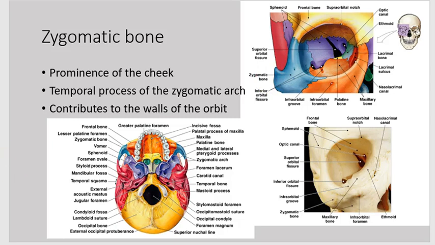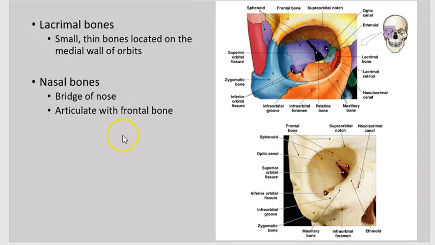Seems like everybody does. If we're looking at the orbit here, you can see you have your zygomatic, you have your frontal, you have your maxilla, you have your sphenoid back here, you have your ethmoid right here, you have another one right here called the lacrimal. Lots of these form parts of the orbit. Talking about the lacrimal right here, it's just a really small, thin bone located on the medial wall of the orbit.